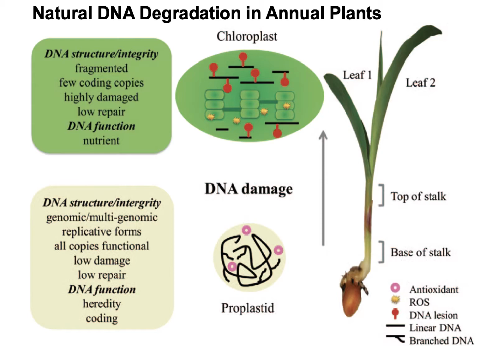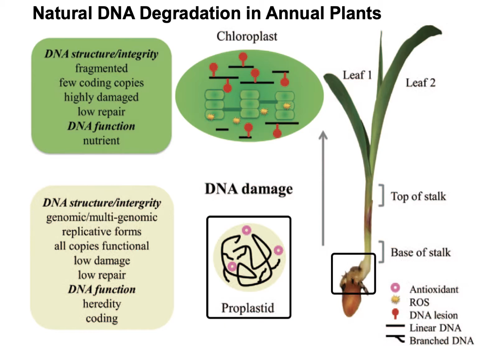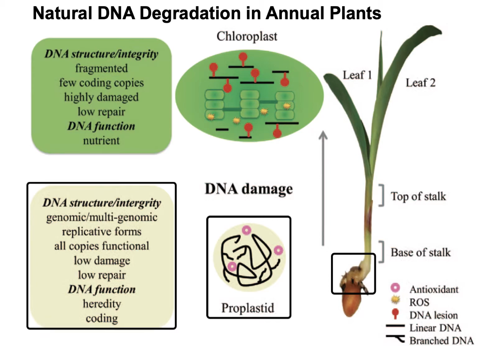So later in that lab, after I'd already left, they did a set of experiments to determine what was going on. So down here in a proplastid, in embryonic cells, or very young, immature cells, the DNA was in full genomic state. That is, it was not fragmented. There were replicated forms of the DNA. All copies of the DNA were functional, low damage, low repair also. And the DNA function was for heredity and coding. mRNA and all the RNAs were being transcribed off of that DNA. So it was in very good shape in these embryonic or very immature cells.